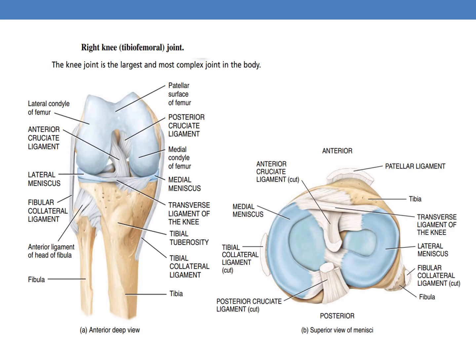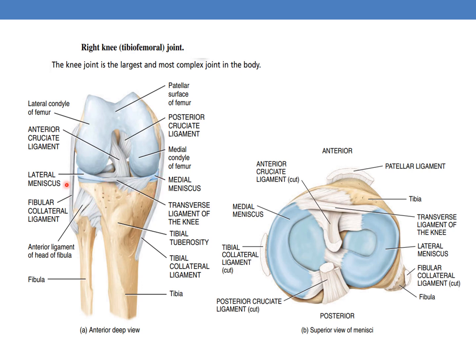Here you can see the right knee joint, the tibiofemoral joint. The knee joint is the largest and most complex joint of the body. This is the patellar surface of the femur. This one is the lateral condyle of the femur, and this is the medial condyle of the femur. This ligament is the anterior cruciate ligament, and this one behind it is the posterior cruciate ligament. And this is the lateral meniscus, the articular disc. And this one is the medial meniscus.